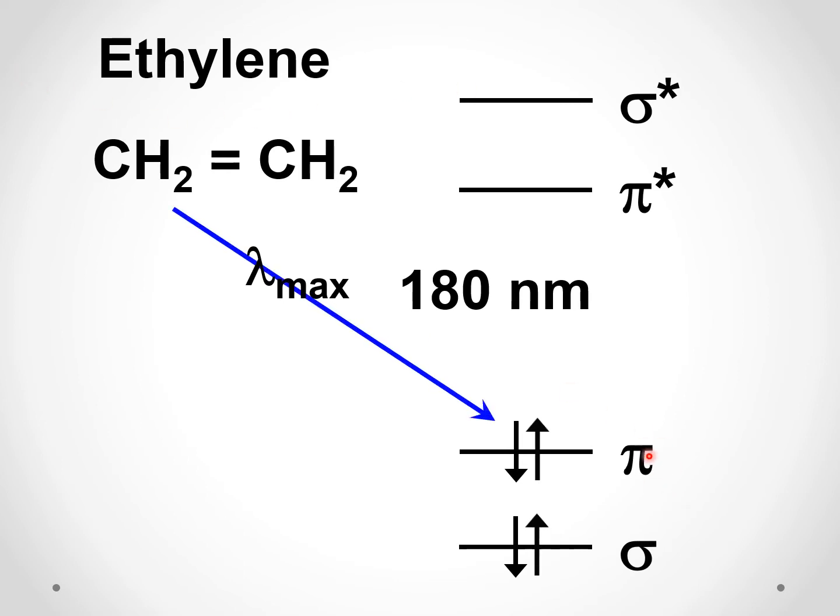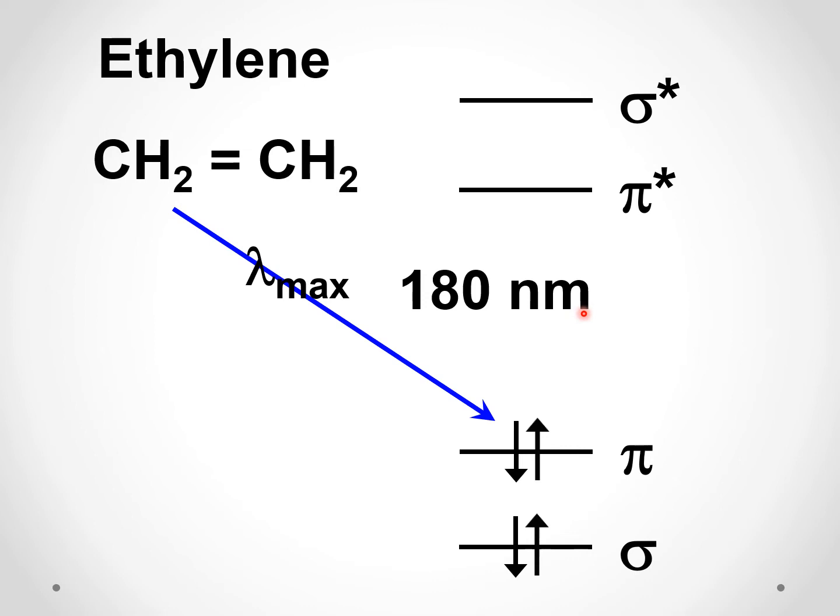Ethylene, these are the molecular orbitals. Sigma is there, pi is there, pi star, sigma star. From this pi, the electron can absorb energy and go to pi star. And the radiation absorbed is 180 nanometers.